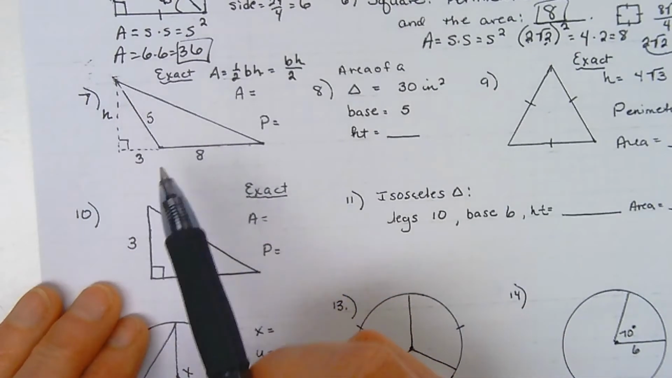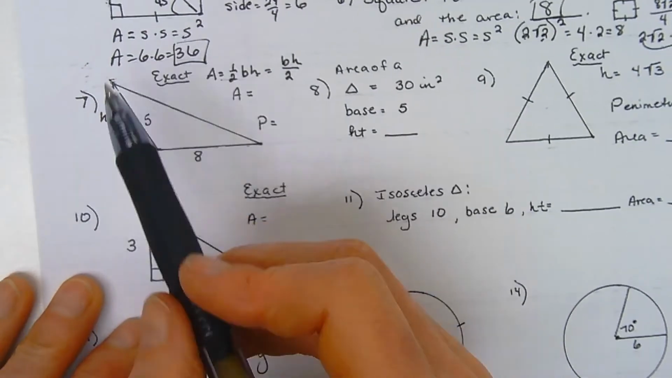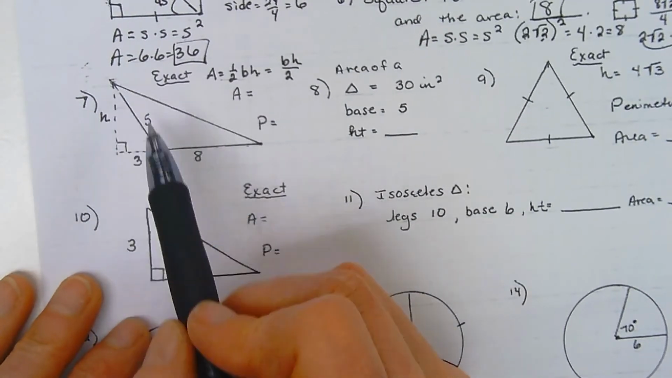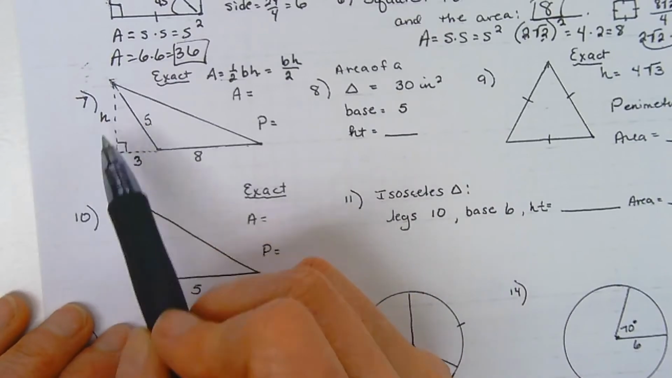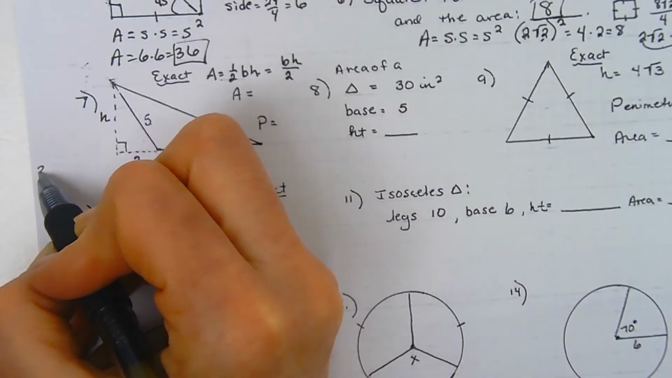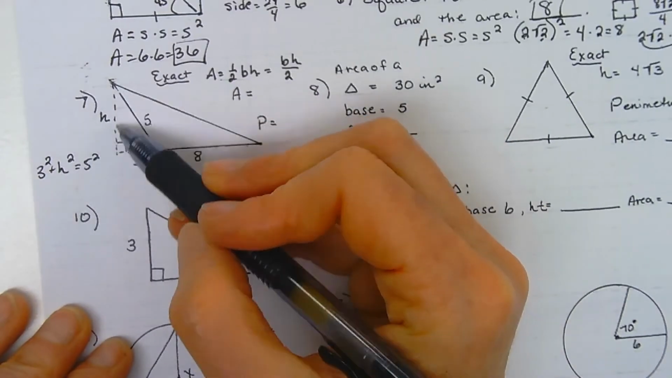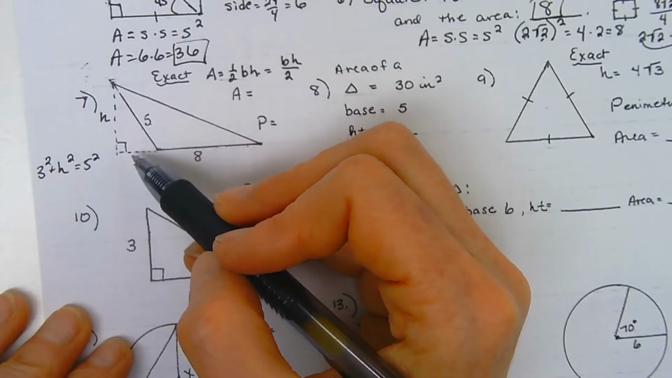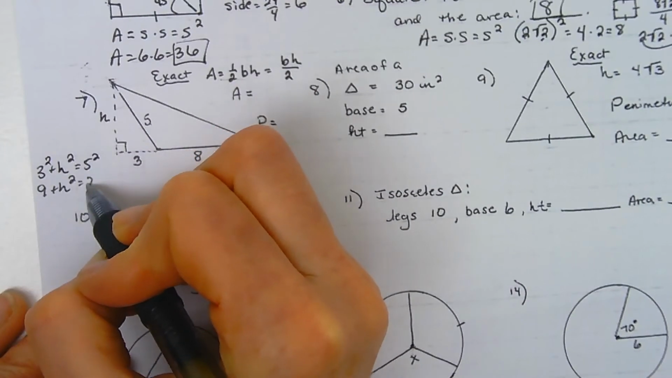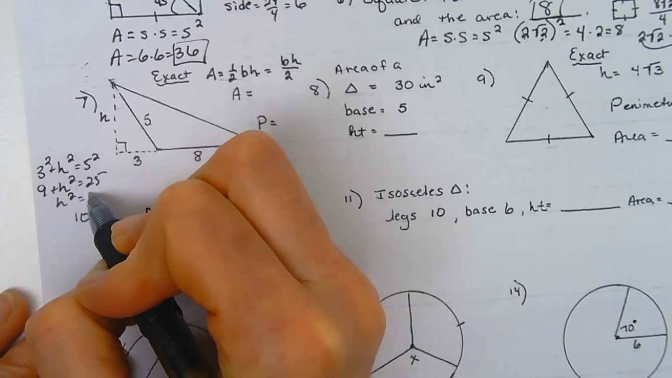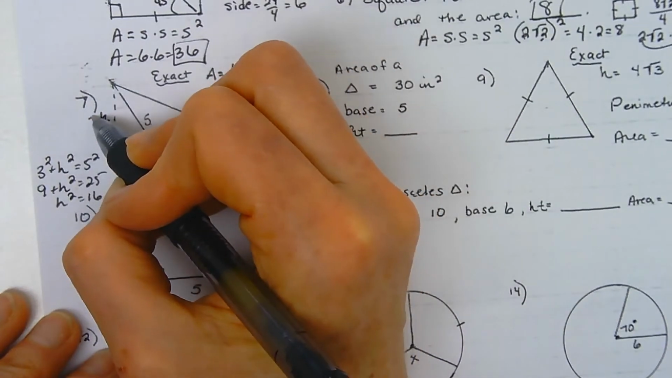Well, again, we have a triangle shape outside here that we can use. This is a right triangle. This leg is 3. This hypotenuse is 5, so we can solve for h. 3 squared plus h squared equals 5 squared. This is a Pythagorean triple, so h is going to be 4. I'll go ahead and do the math. 9 plus h squared equals 25. H squared equals 16. H equals 4. So I know that h is 4.